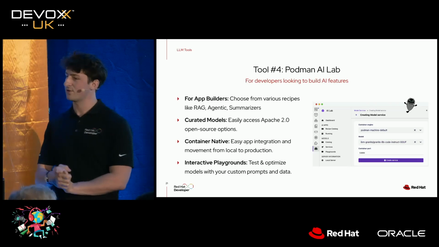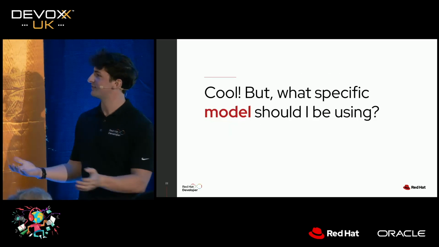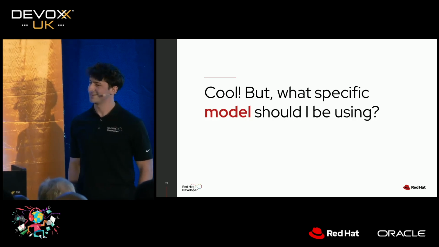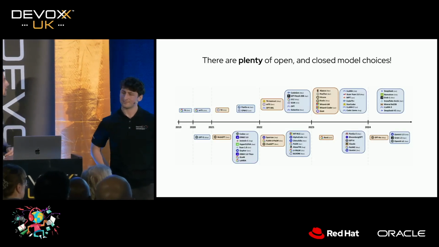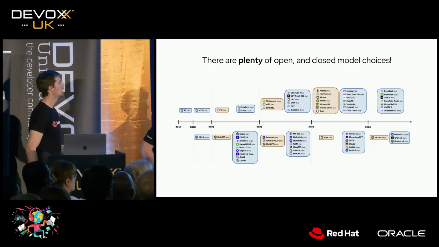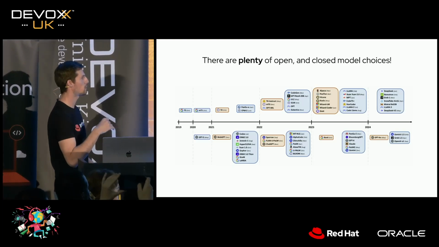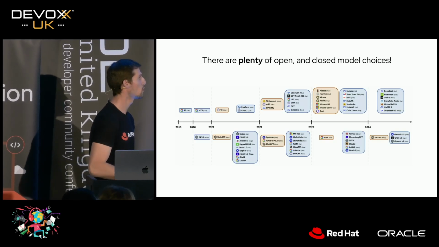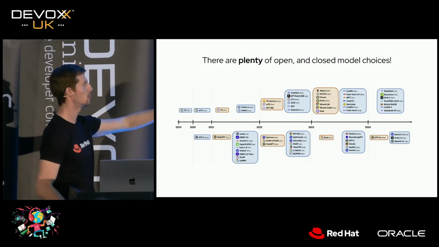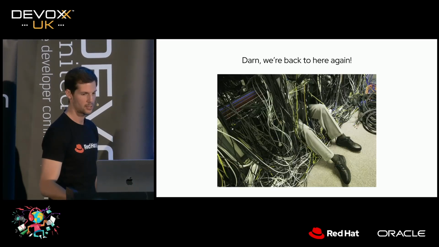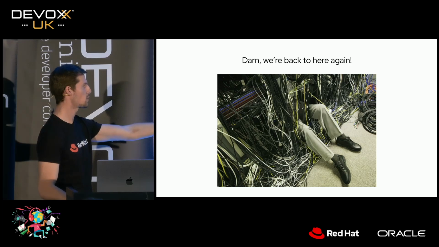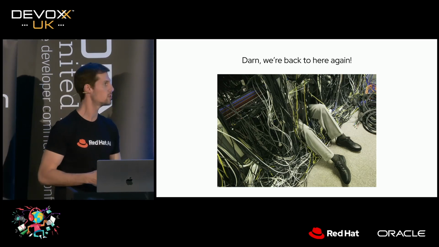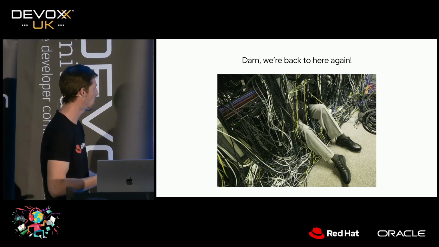So, Roberto, I have a question for you. What specific model should we be using? It's a very good question. So we have plenty of options in here. If you go to Hugging Face, we have 1.5 million models between open and closed models as well. And obviously, we have these situations again where we are struggling to see which is the best model for our use case, right?